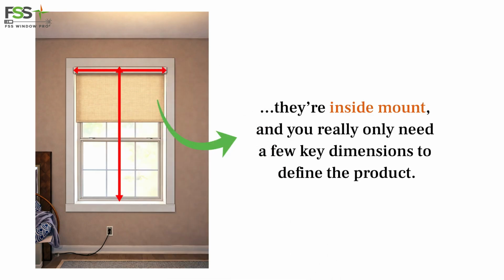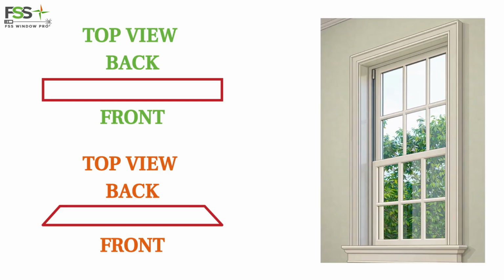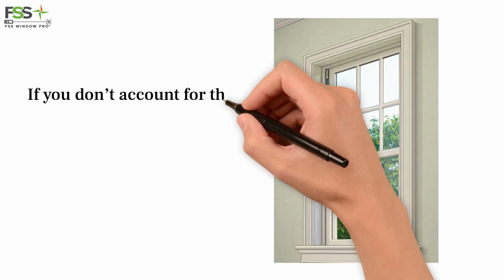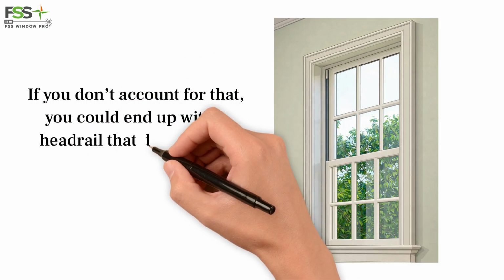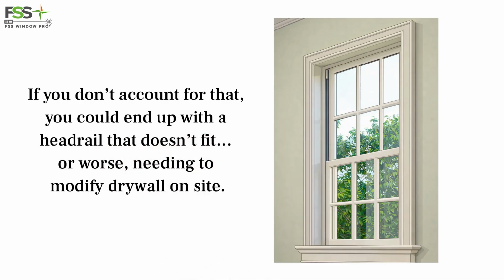But here's something important. Windows are not always perfectly square. In a perfect world, the width at the front and the back of the window would be the same. But in reality, sometimes the window is slightly tapered, meaning the front width is wider than the back, or vice versa. If you don't account for that, you could end up with a headrail that doesn't fit, or worse, needing to modify drywall on site.